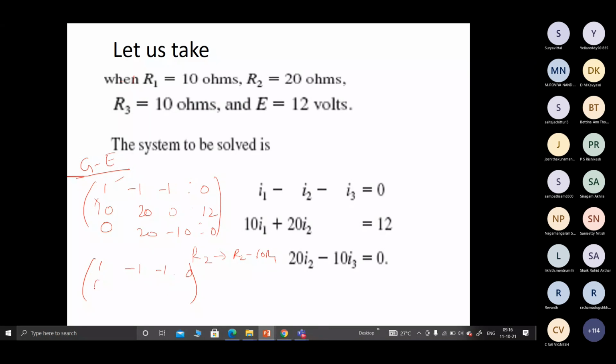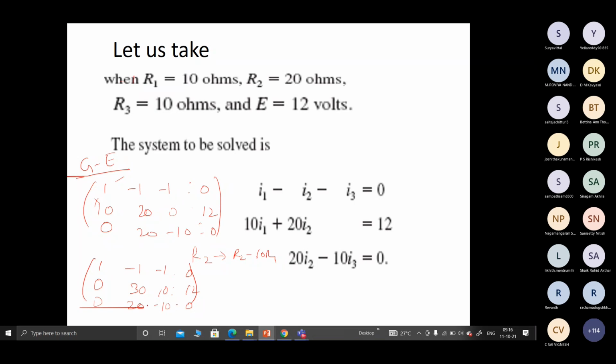10 minus 10, 0. 20 plus 10, 30. Then what is this? 0 minus, or minus plus 10, correct? And then what is this? 12, 12, correct? That's all. So the third row as it is: 0, 20, minus 10, 0.